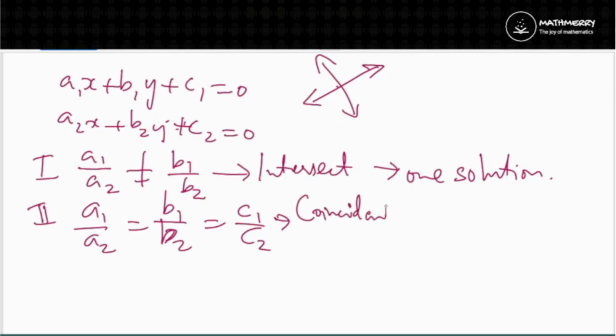If the first graph is like this, the second graph will be something like this, so both are coincident. That means we will have infinitely many solutions. Here each point in this graph can be a solution. So they have infinitely many solutions.